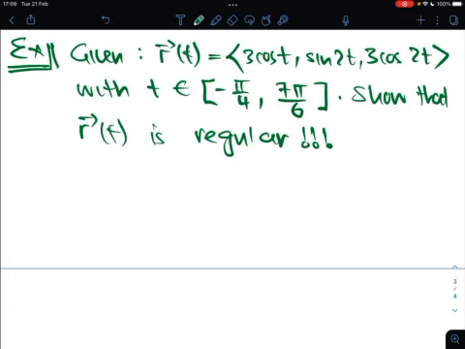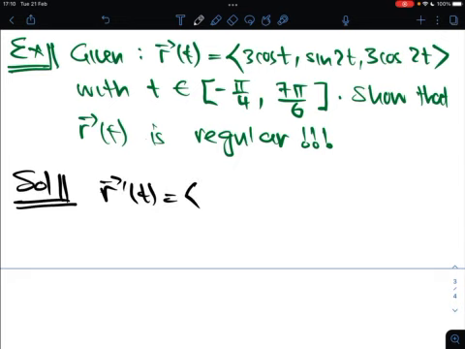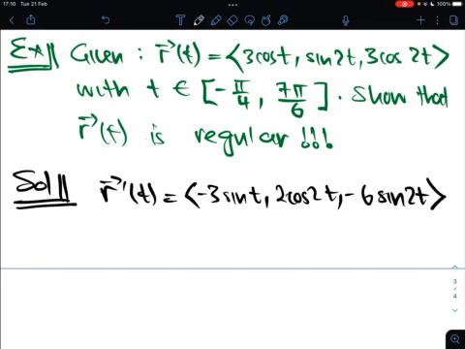So how can we then solve this one? We know that every time you want to prove regularity, there are two things that you must show. One, it is the continuity of the function within the specified range or interval. So let's see if that is the case by first finding the derivative. Let's differentiate to find r prime t. We can see that this is just negative 3 sine t, then 2 cos 2t, and then minus 6 sine 2t. So this is what we have now.